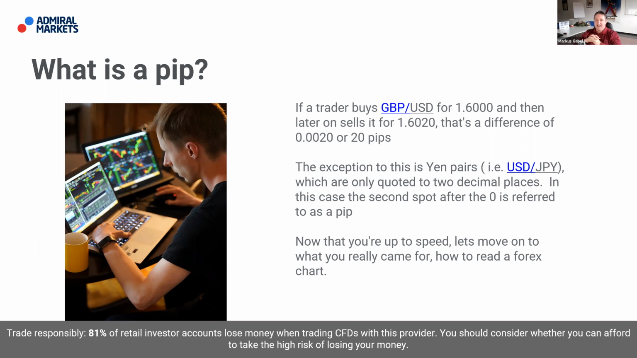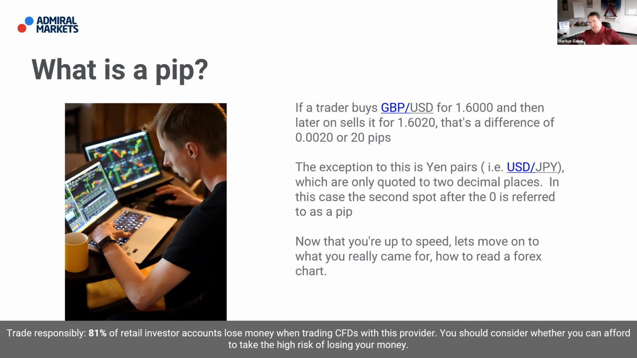Okay, that's beautiful. If you buy GBP against US dollar at 1.6000, and then later sell it at 1.6020, that's a difference of 0.0020. Always say 20 pips. And if you were long, you made 20 pips. If you were short, then you lose 20 pips.